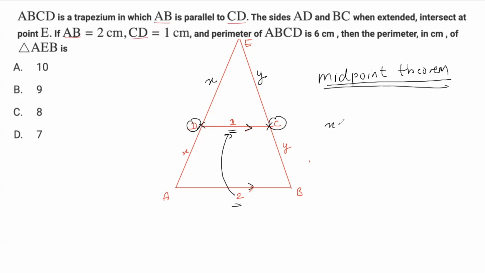Now we already know X plus 1 plus Y plus 2 is given as 6. We get X plus Y as 3. And now the same procedure. The perimeter of triangle EAB will be 2X plus 2Y plus 2, which is nothing but 2 into 3 plus 2. 6 plus 2 is 8.